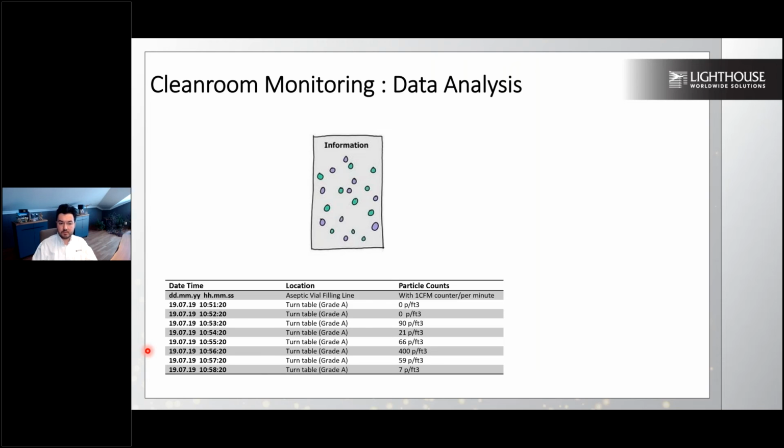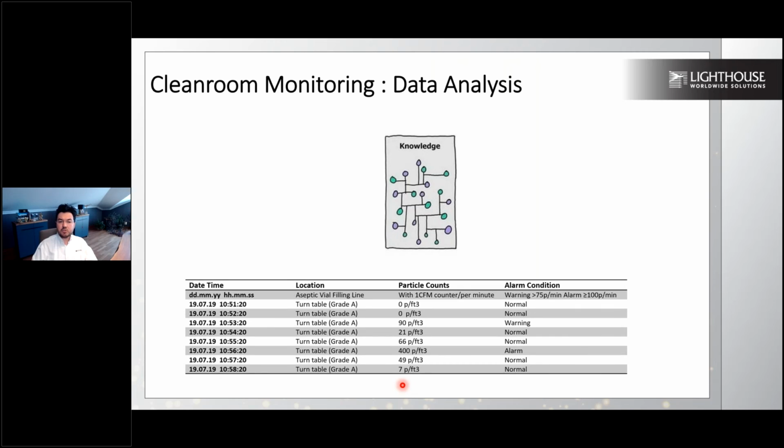From data to information, we need to know the date and time, how many minutes we did the sampling, where we did the sampling, and what this is. Now we know that this is the particle count, with every 1 CFM device every minute giving us this 1 cubic foot of data with the numbers of particles in each and every one of these items.